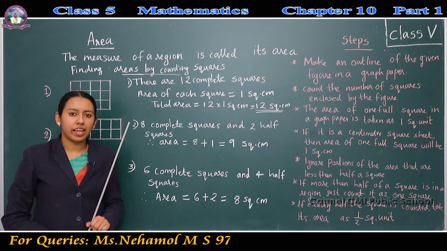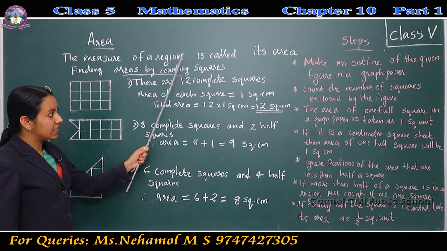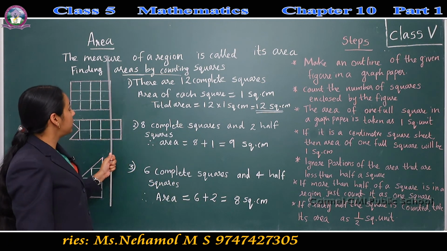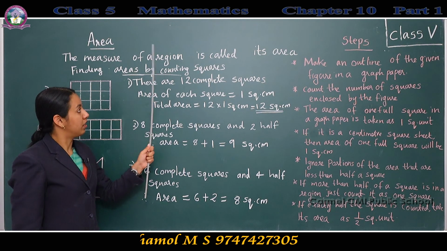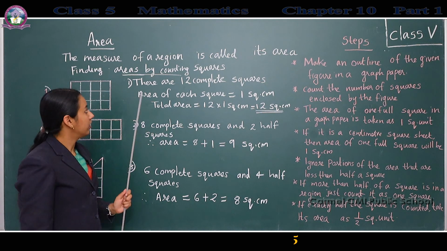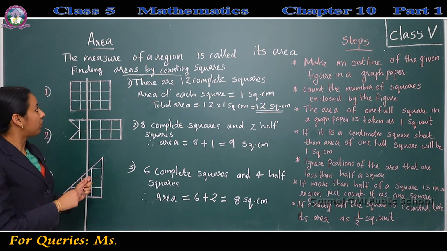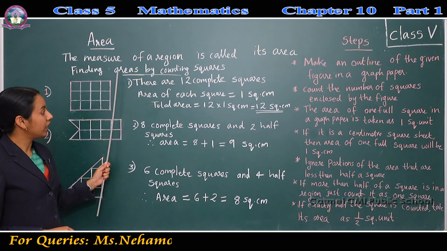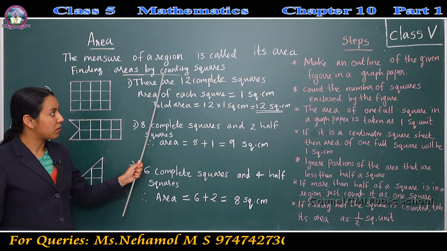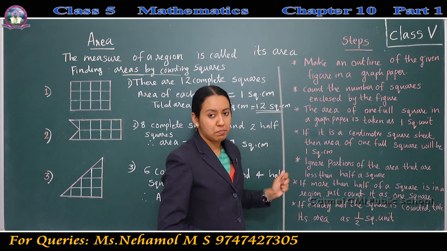Next topic, area. The measure of a region is called its area. What is area? The measure of a region is called its area. Now we are going to study one method to find area. Finding areas by counting squares. Certain steps are there.